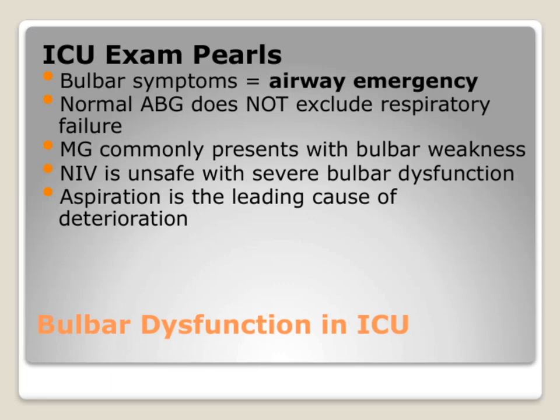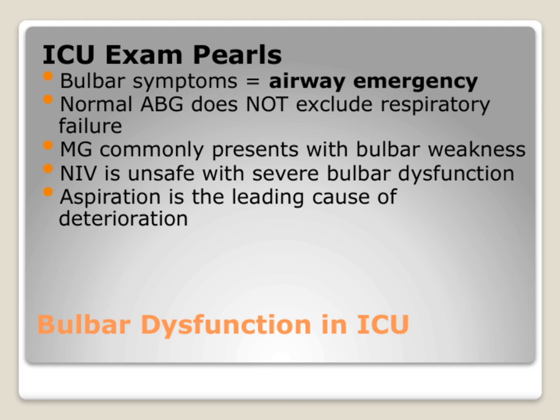Let's talk about some important pearls when assessing bulbar dysfunction in the ICU. First, bulbar symptoms, those affecting the brainstem areas controlling speech, swallowing, and airway, are actually airway emergencies. So, recognizing these signs early can be life-saving. Next, it's crucial to remember that a normal arterial blood gas does not rule out respiratory failure. Sometimes, patients can look stable on their ABG, but they're actually struggling, especially if bulbar weakness is involved.